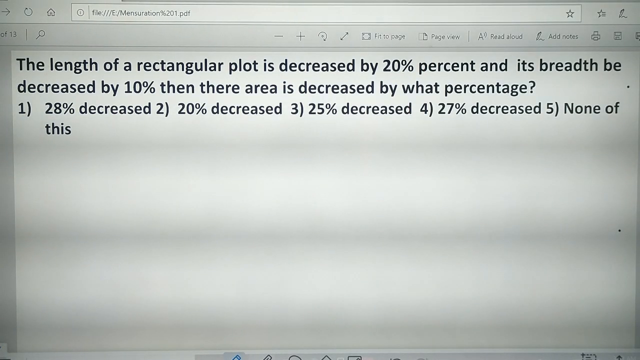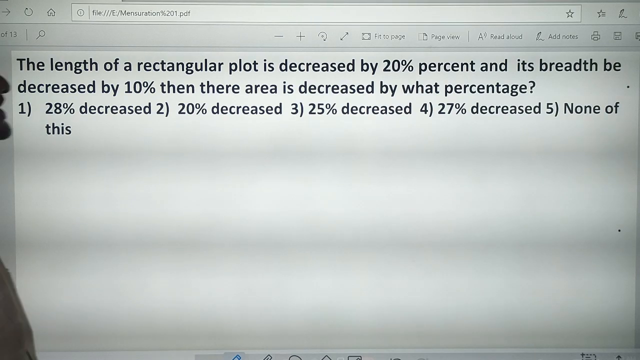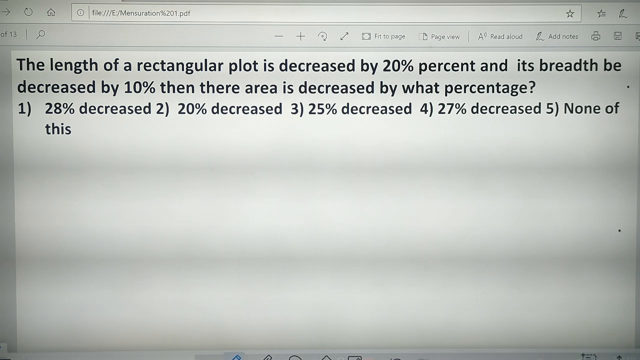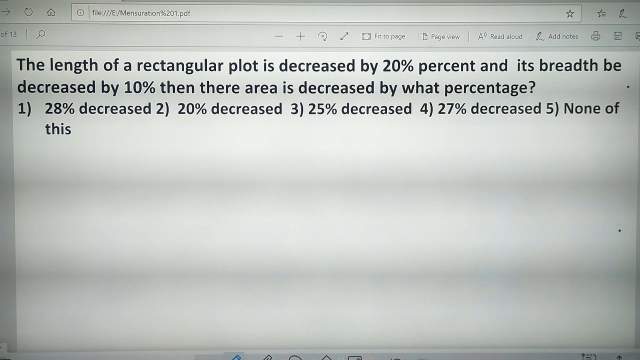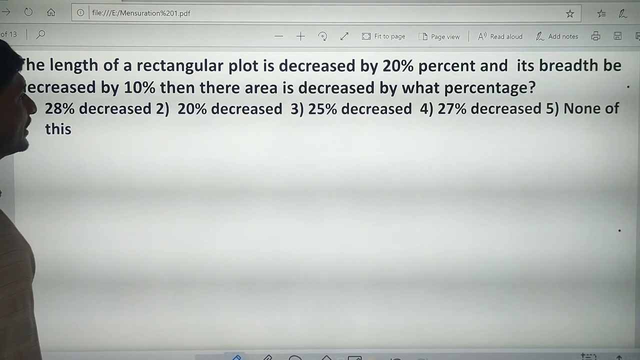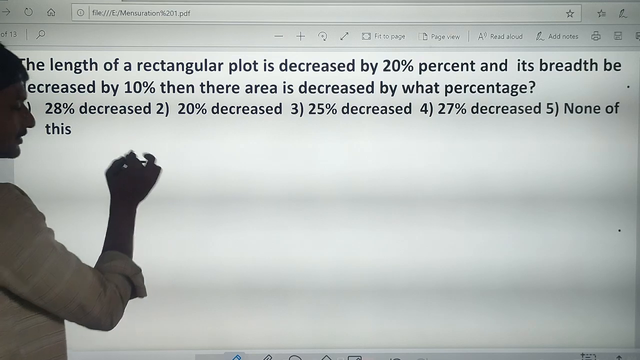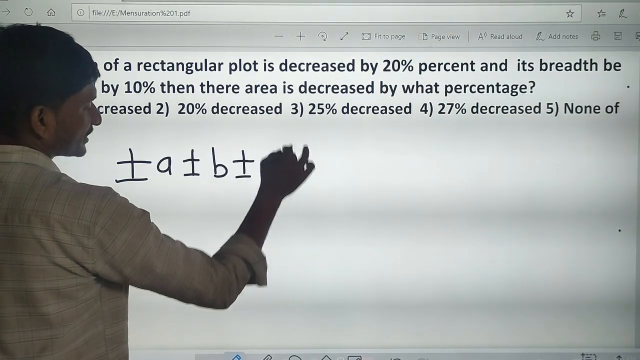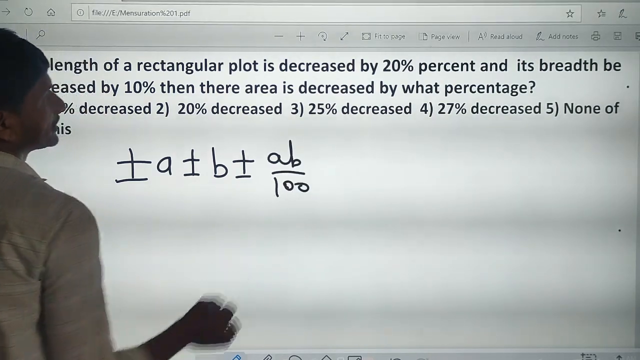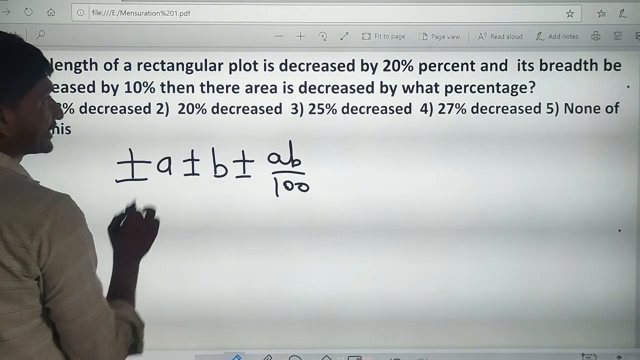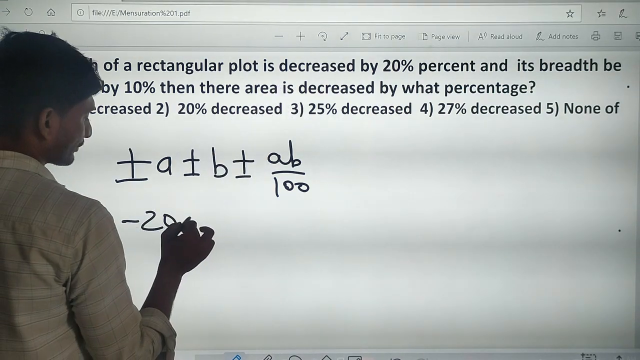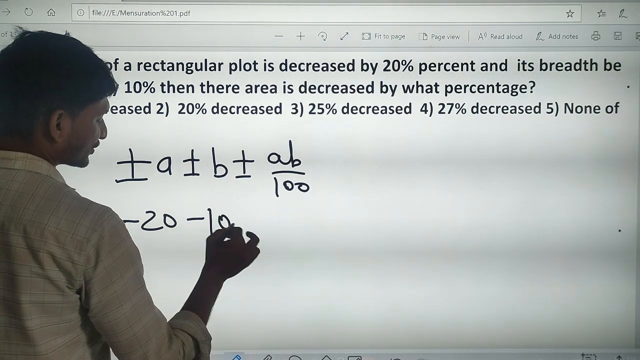The length of a rectangular plot is decreased by 20% and its breadth is decreased by 10%. Then their area is decreased by what percent? Now here we find it by the formula plus minus A plus minus B plus minus AB divided by 100. Your length is decreased by 20% and your breadth is also decreased by 10%. Then minus into minus is plus.